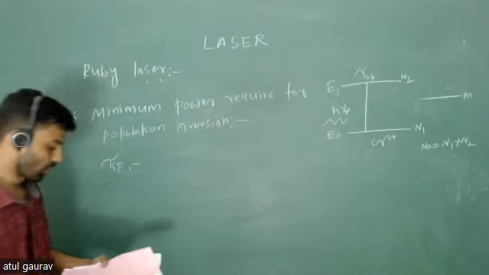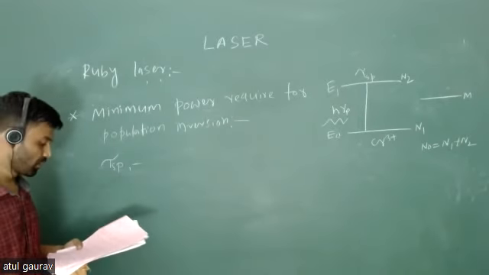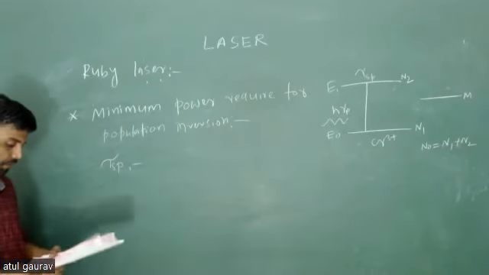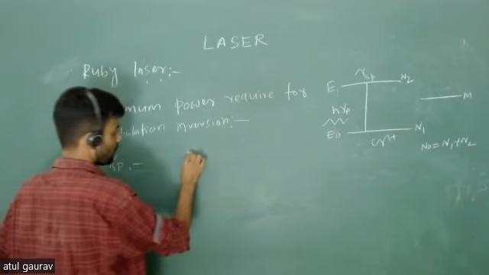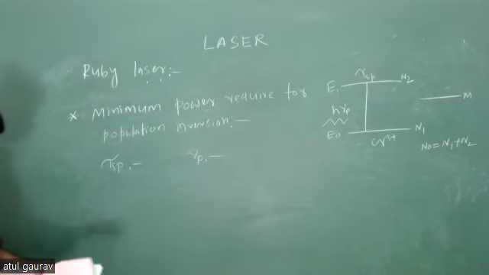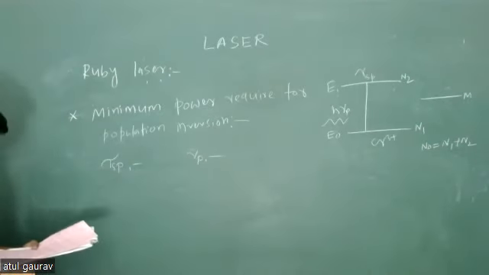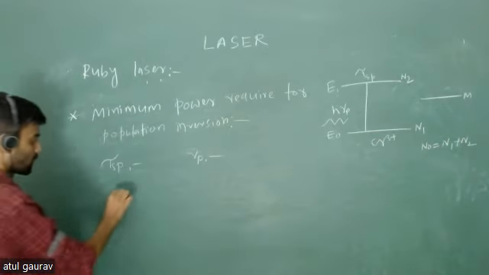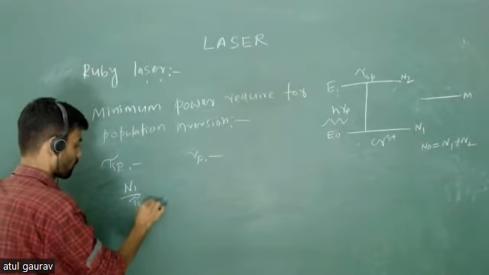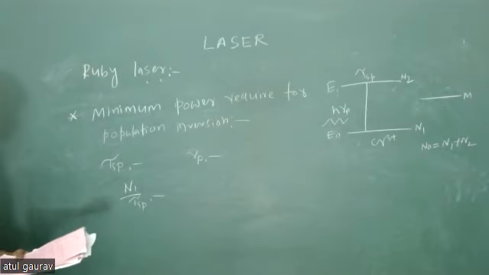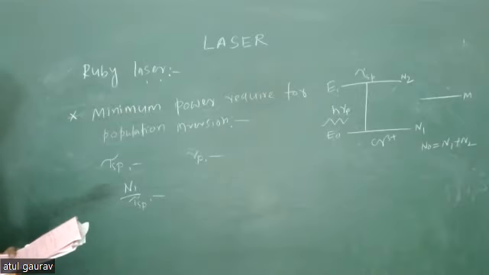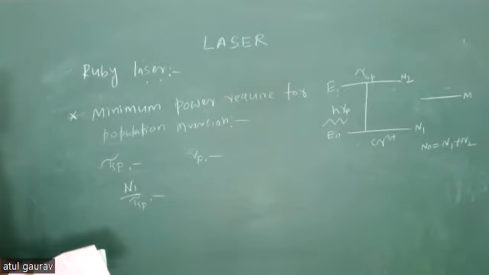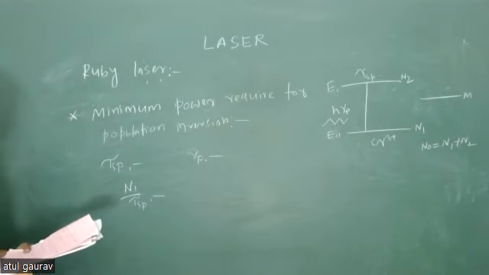ओके, अब tau sp क्या है, लिखो। Tau sp is the spontaneous lifetime of level E1, spontaneous lifetime of level E1। फिर लिखो nu p। Nu p क्या है? Pumping frequency, ठीक है। और आपका एक N2 by tau sp। N2 by tau sp is number of atoms decaying per unit time from the upper level or from level E1. Number of atoms decaying per unit time from level E1.